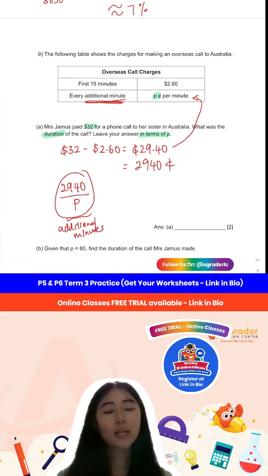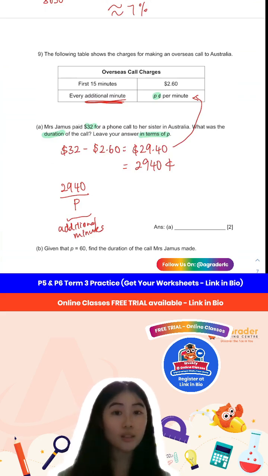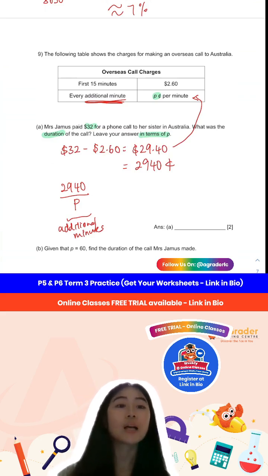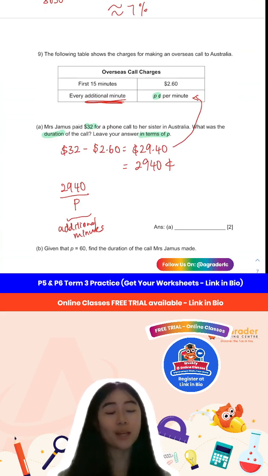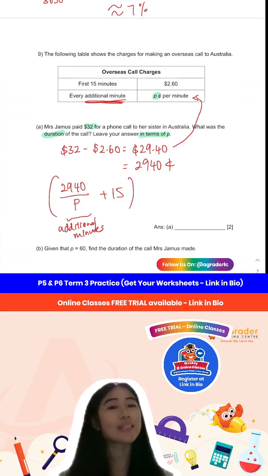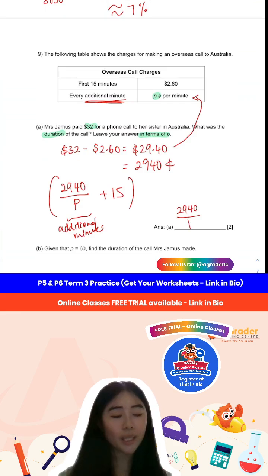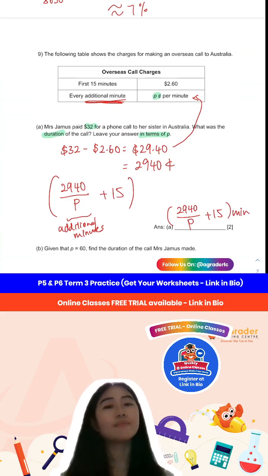Now, however, other than the additional minutes, you have to account for the first 15 minutes that she was on the phone call. So you do have to plus 15 minutes. And then this whole thing is the answer. So this will be 2,940 over P plus 15 minutes. Yeah, so that's the answer.